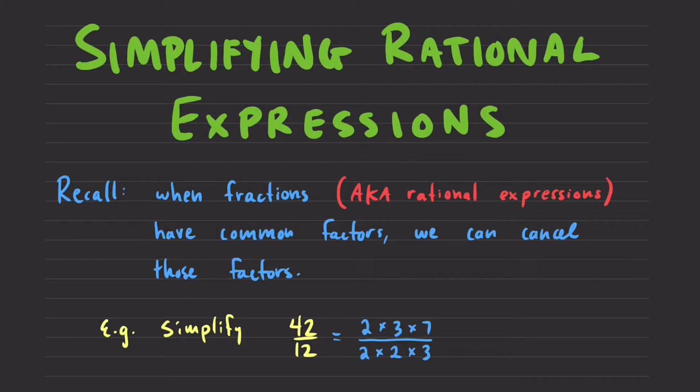Now I can cancel out common factors from the numerator and the denominator. Namely, they both have a 2 as a common factor, and they both have a 3 as a common factor. What I'm left with is, all that's left on the top is a 7, and all that's left on the bottom is a 2. So 42 over 12 is equal to 7 over 2.